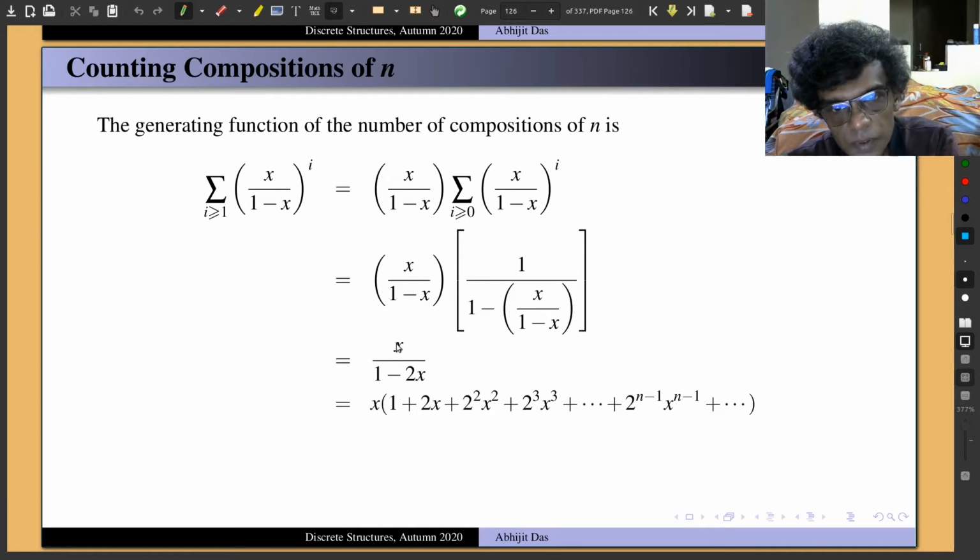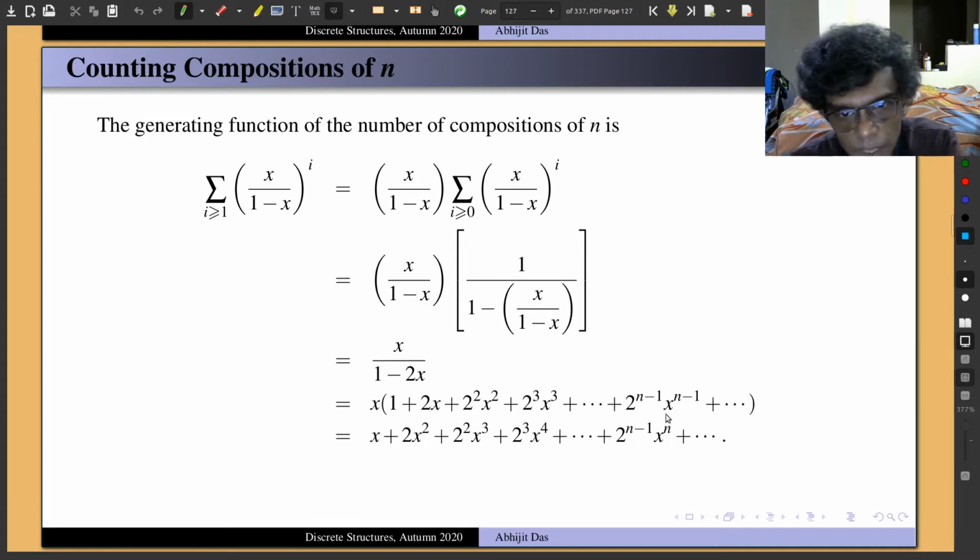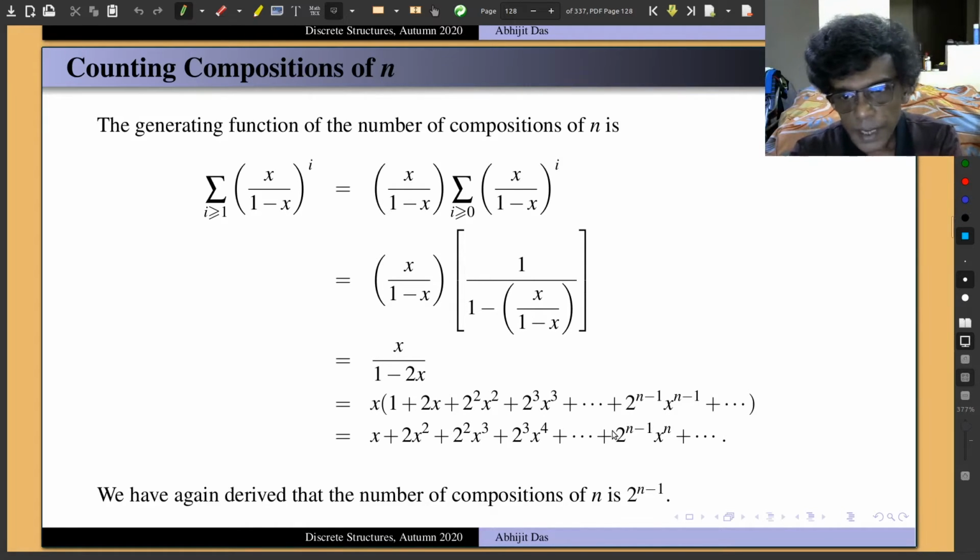X times 1 plus 2x plus 2x square plus 2x cube and so on. And now if I multiply this by x, this becomes x, 2x square, 2x cube and so on. Therefore, if I look at the coefficient of x power n, it is 2 power n minus 1. So I once again deduce the same formula that the number of compositions of n, n greater than or equal to 1, is 2 power n minus 1. Good. So this is a mechanical way of doing things using the same formula.